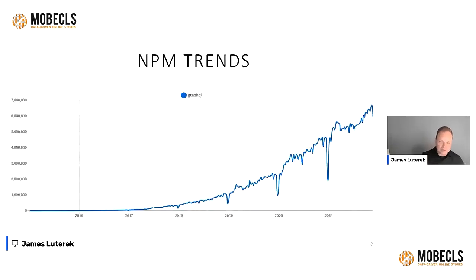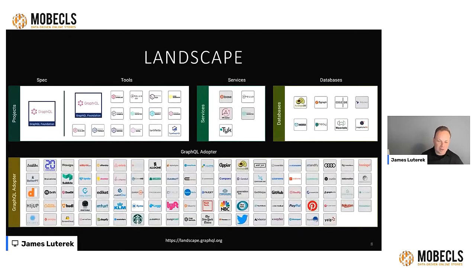Another stat just shows the most popular GraphQL library for NPM, and just shows the number of downloads that are going on. And it shows that constant increase in usage over time. From when it first came out to now, it's just continuing to grow. And this is one of many GraphQL libraries out there. So it's not comprehensive.